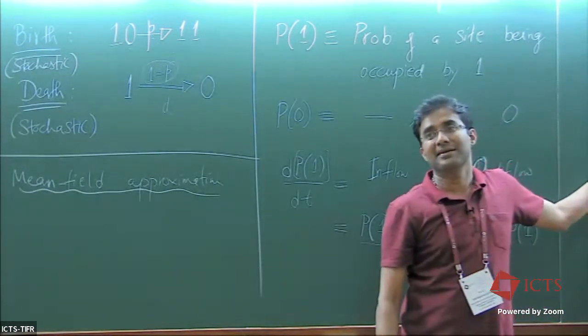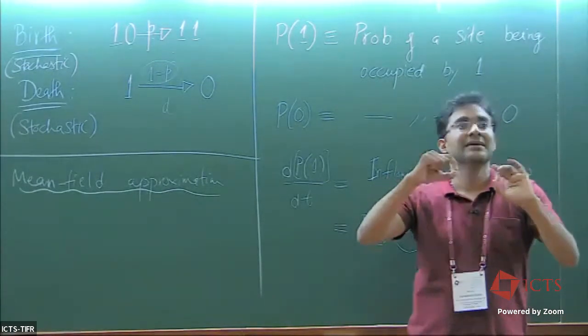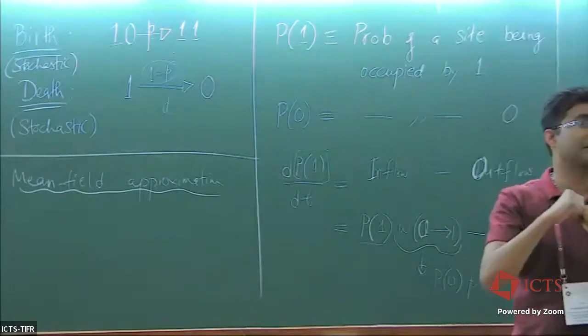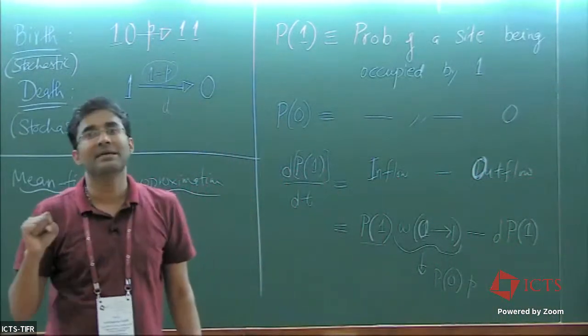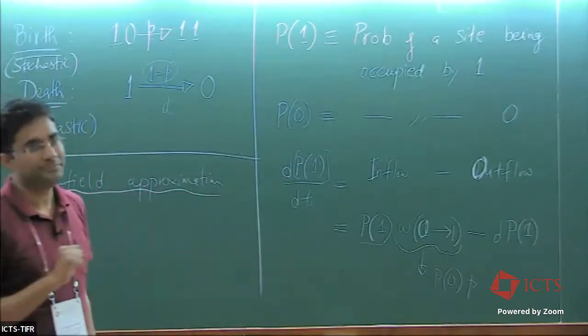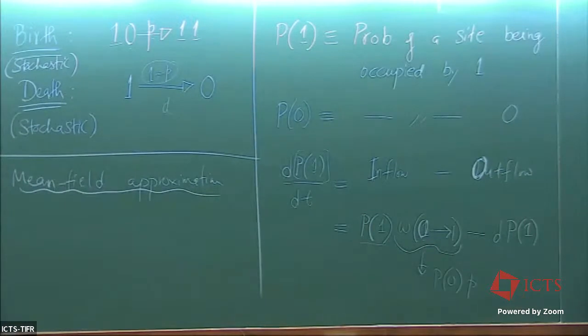When I wrote this, I made an approximation that I can calculate these two probabilities independently, ignoring the fact that they are actually very, very close to each other. So I ignored spatial correlations. And that is why it's called a mean field approximation. Which means that anything this tells us, I have to take with a pinch of salt.